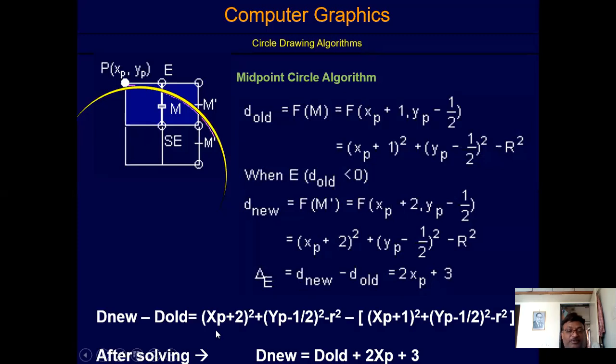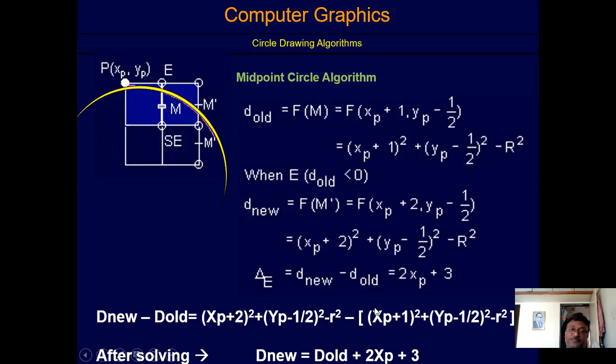Now, what are the positions that you have to solve? So this d new minus d old. Okay. So xp plus 2 whole square plus yp minus 1 by 2 whole square minus r square. So this you have to extract. Means how can I extract this? xp square plus 4xp plus 4, here yp square minus 2 into 1 by 2 yp plus 1 by 4. Okay, so this is the extraction, minus r square. So once you have extracted this, then you have to solve. So once you have solved this, d new is equal to d old plus 2xp plus 3.